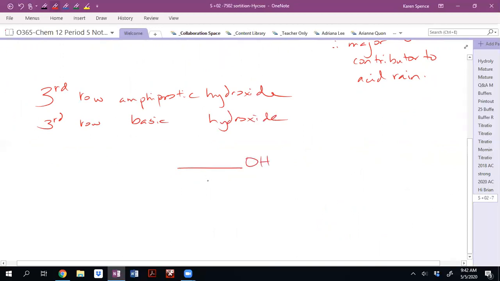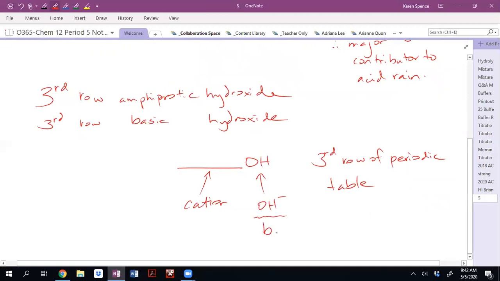So you're going to need some cation. And when we talk about the third row, they're talking about the third row of the periodic table. Now if we have hydroxide, OH minus, that's going to allow it to be a base.